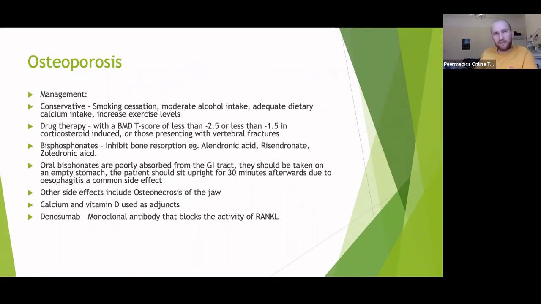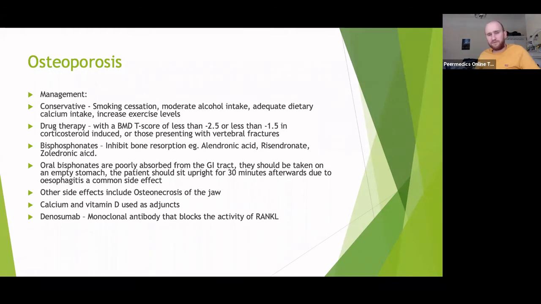I think this is a common medical question as well: when do you take bisphosphonates? They're very poorly absorbed, and they can cause things like esophagitis. So basically they're given in the morning, about 30 minutes before breakfast, on an empty stomach, and then the patient sits upright for half an hour afterwards, to help with the passage through the GI tract.